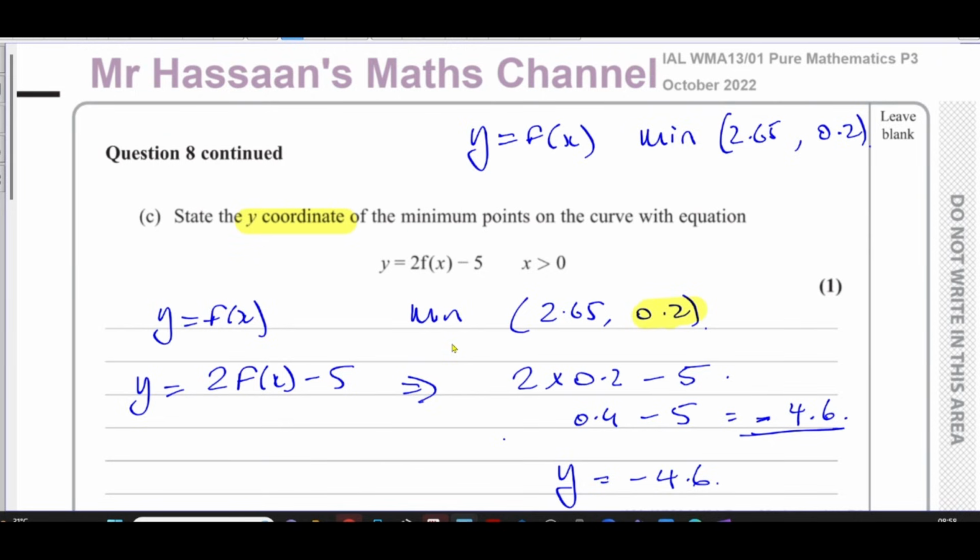It's all about trig identities and the addition formulae, and also transformations of graphs. All those 3 different kinds of topics are in here.